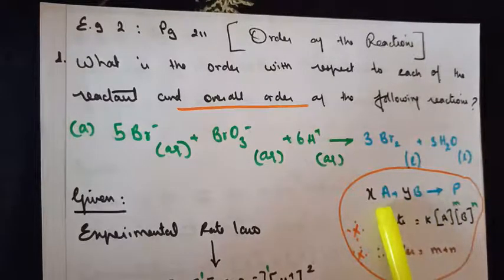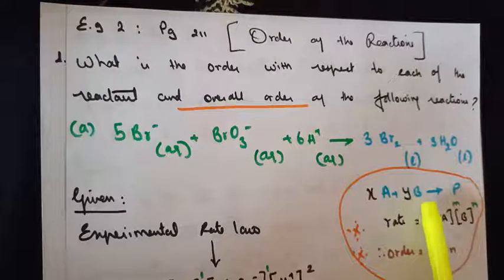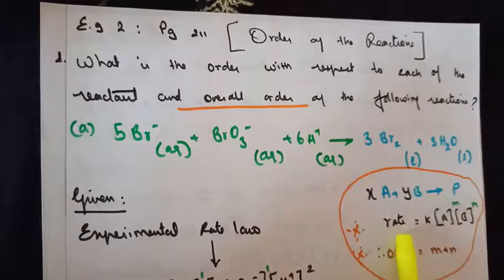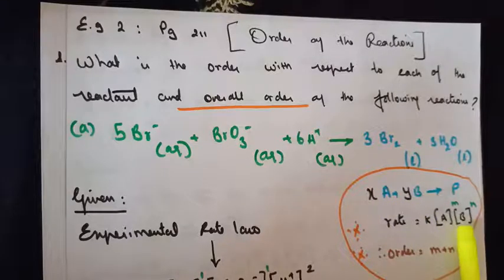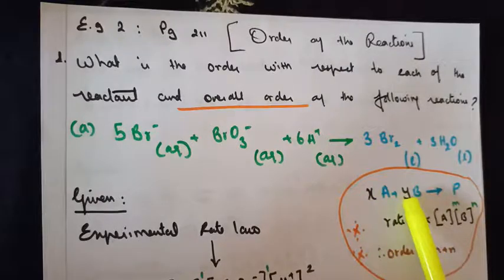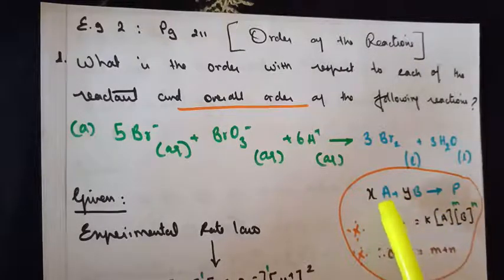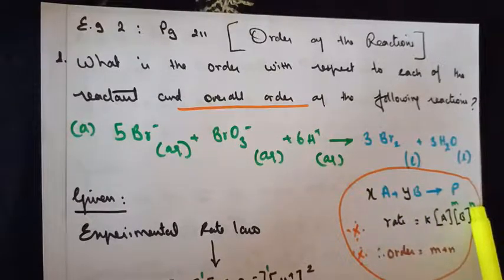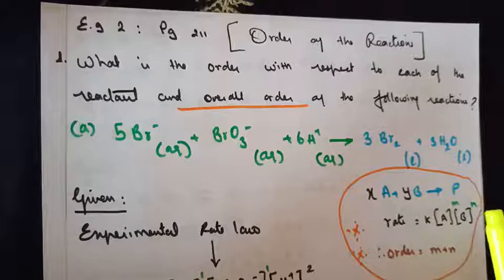If you consider x moles of A treated with y moles of B to give the product, the rate law can be written as rate equals K, the rate constant, times the concentration of the reactant times the concentration of the other reactant. I told you x and y are called the stoichiometry ratio. Sometimes the stoichiometry ratios are the same as the order, but sometimes they are different.